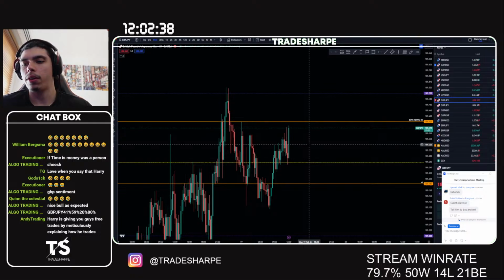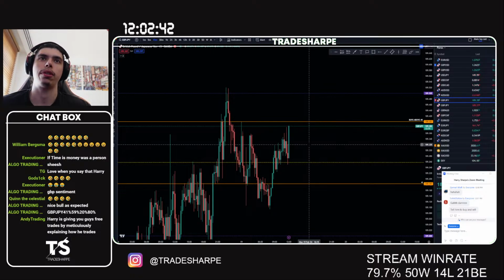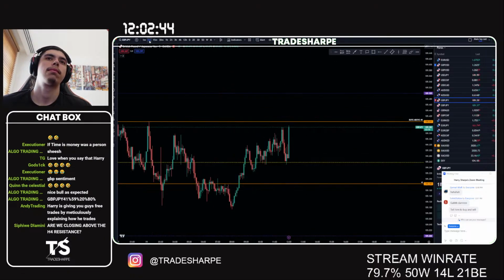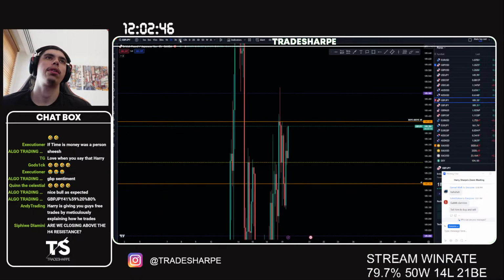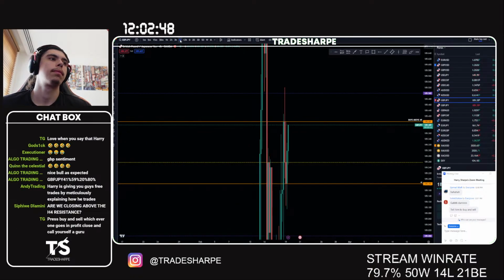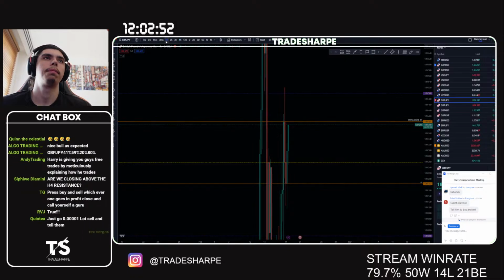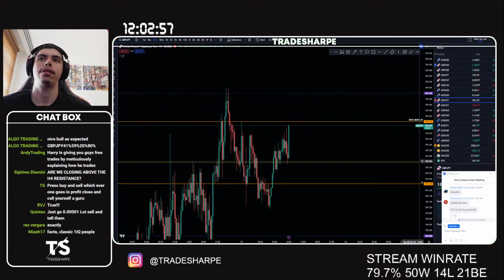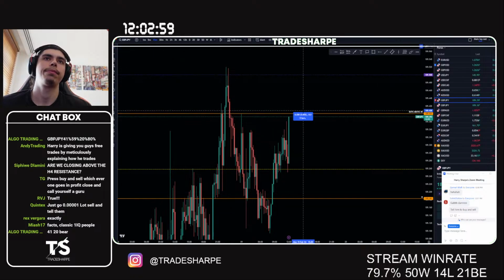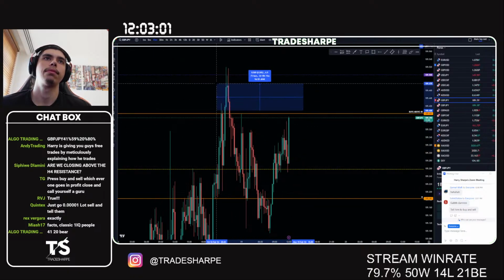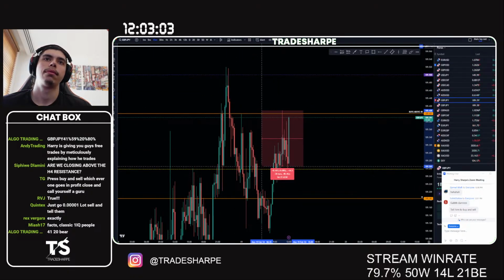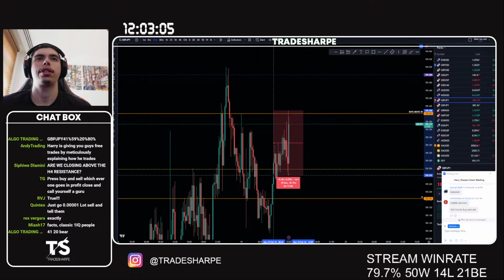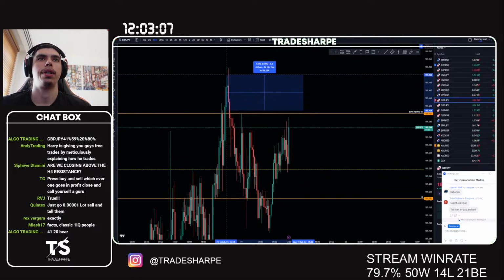GBP sentiment, 41, 59, 20, 80. 41 long, 59 short, 20 long, 80 short. We have to find out what. Alright, we're approaching 4-hour resistance here. Let's see what happens at 4-hour resistance. Get above it, could be something. Damn, 14 pip stop loss is considered big now because of the ranges we have.